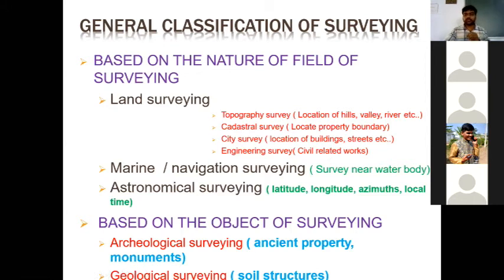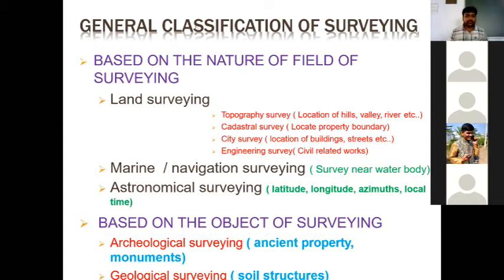What kind of civil works are we going to have? We're going to have bridge construction, reservoir, dam construction, water tanks. All such things you're going to have in the civil related works. Next, coming to the marine or navigation survey.